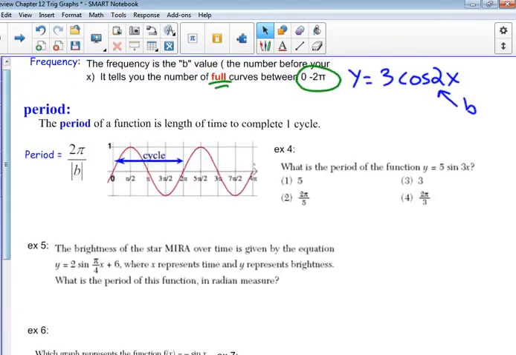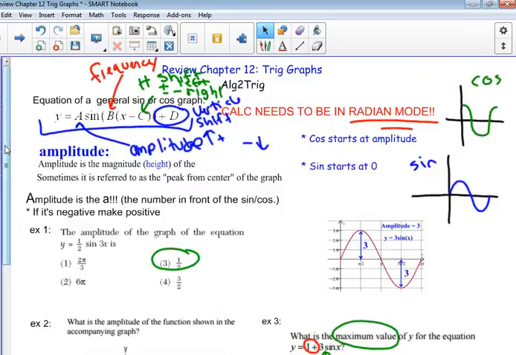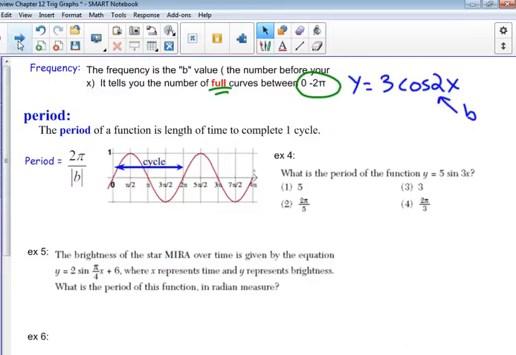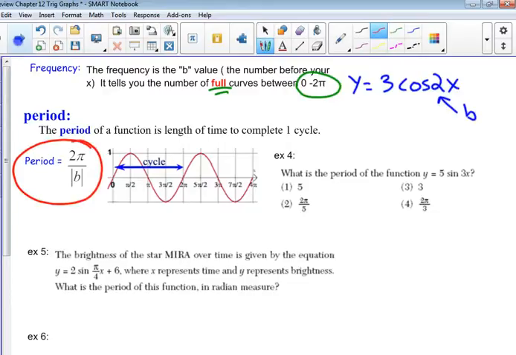The period is going to be the length of time it takes to see a full cycle. The slide before this, we talked about what a full cycle looks like. Just keep in mind that a sine full curve starts at 0, goes up, down, and around. Cosine starts at whatever the amplitude is and looks like a horseshoe. So that's what we mean by full curves. And we use this a lot, the period of a trig graph, the formula. You guys have seen that, and it's actually a question on the last one.